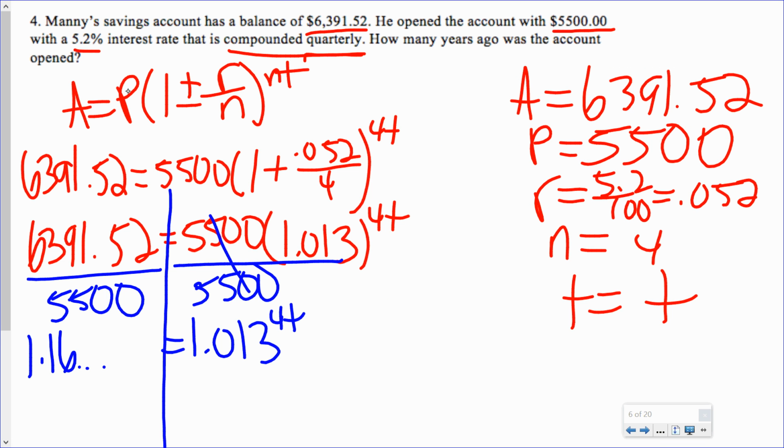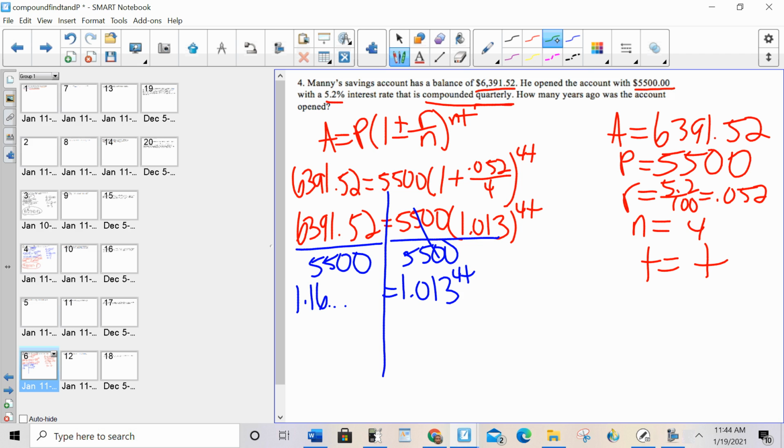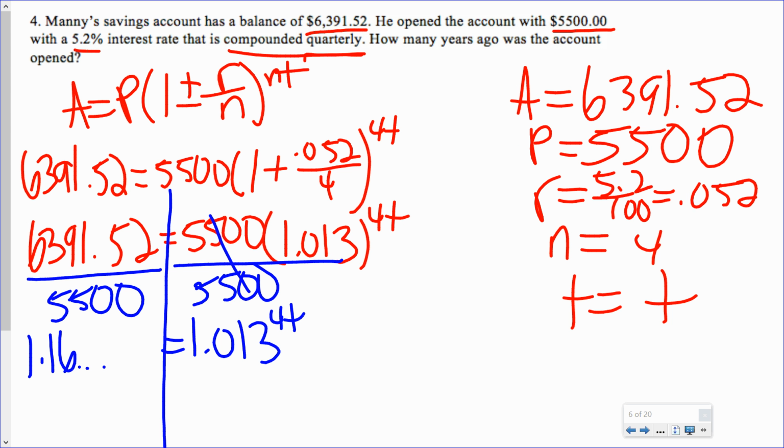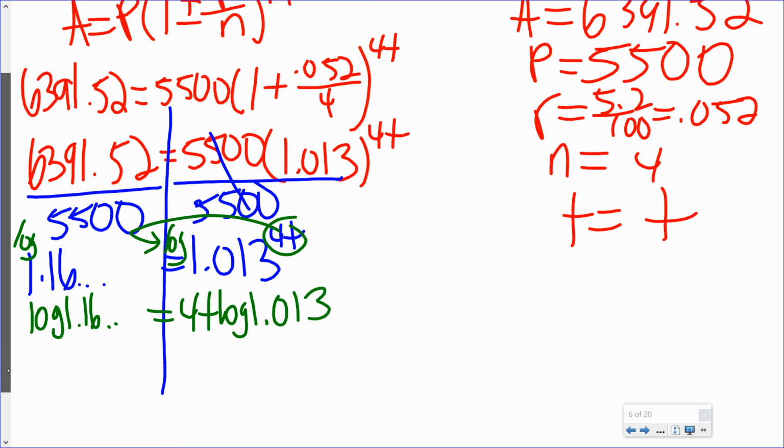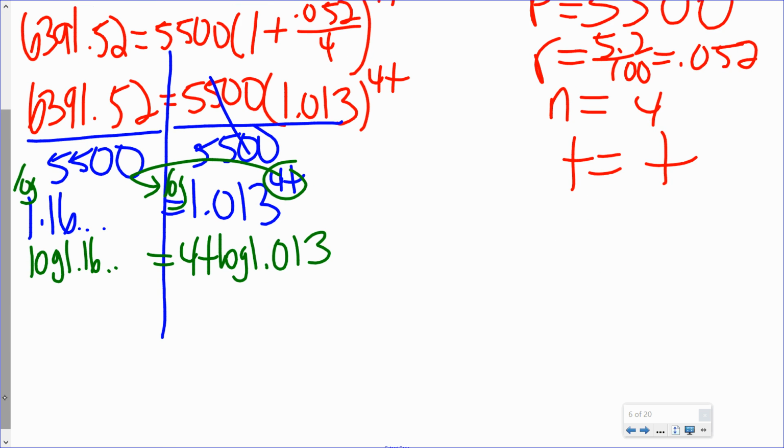Once I isolate the base, which I just did, I now take the log of both sides. The reason I do that is because the exponent comes in front. And if you're not comfortable with this, again, you can go back to the solving variable exponential equations lesson. Now that it's in front, I'm one step from the end. I'm dividing both sides by 4 log 1.013.